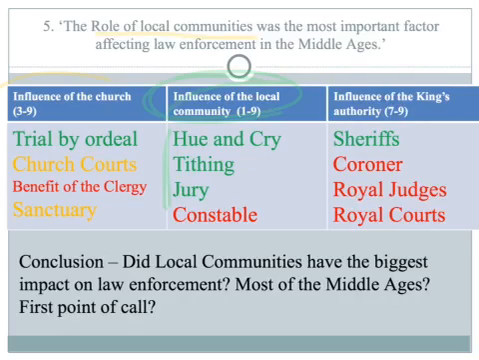Obviously, trial by ordeal was mentioned in the question. That's in green because it was used throughout. The church courts is only coming in really in the Norman era and in the later Middle Ages. The benefit of the clergy is something that's coming in just in the later Middle Ages, and sanctuary comes in the Norman era as well.